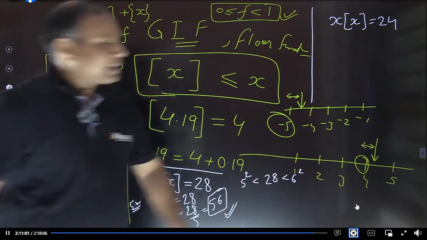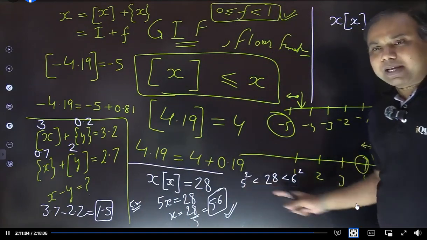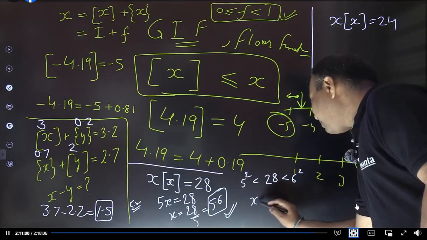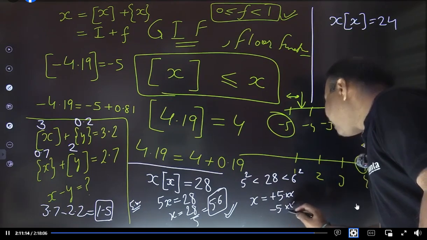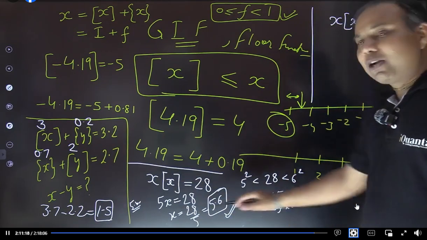Minus 4.8 is correct. See, I'm coming back here. As I said earlier, I assumed here that x lies between 5 and 6. It was possible that x is positive 5 point something or negative 5 point something as well. So positive 5 point something gave us this value, but negative will not give any value here.